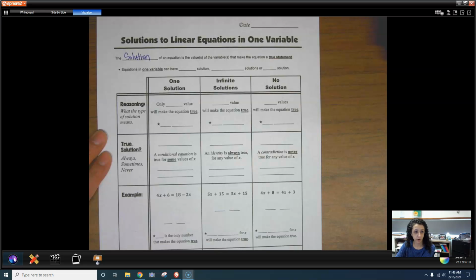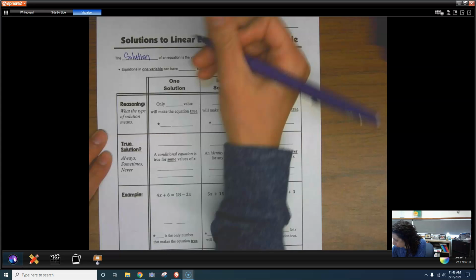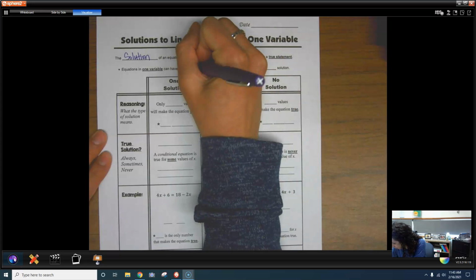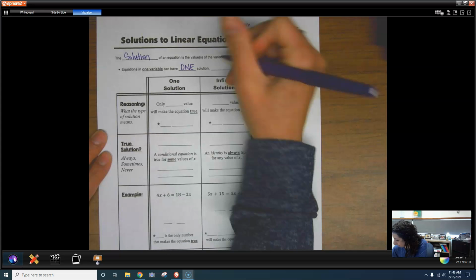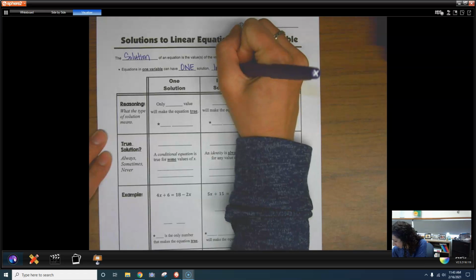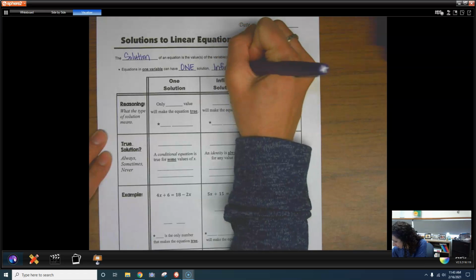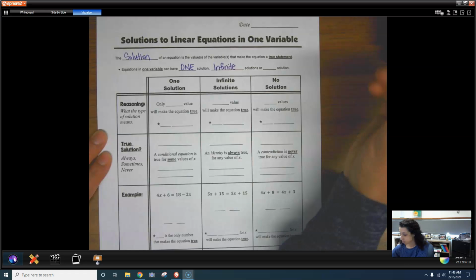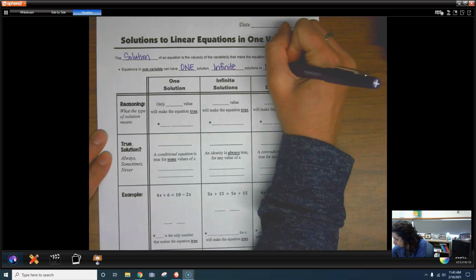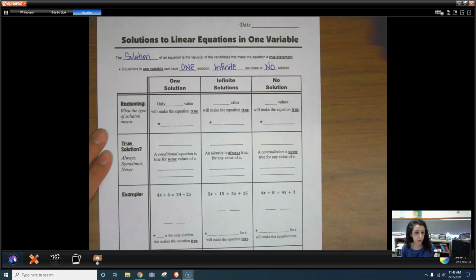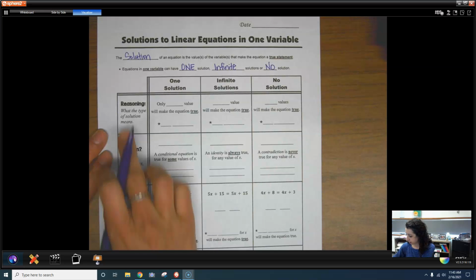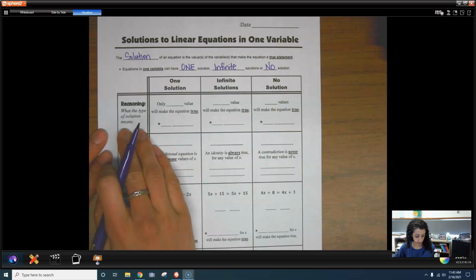So equations in one variable can have one solution, infinite solutions, or no solution. So we have three types. We have one solution, infinite solution, or no solution. So the reasoning, what the type of solution means.